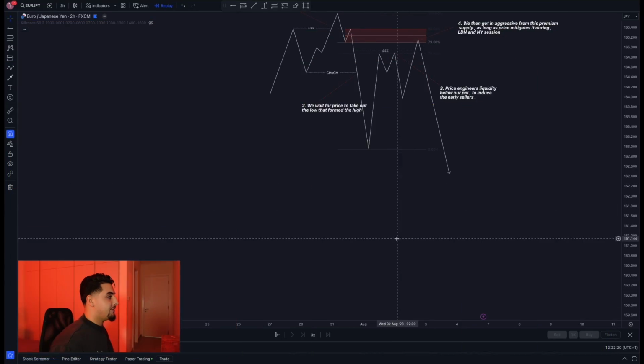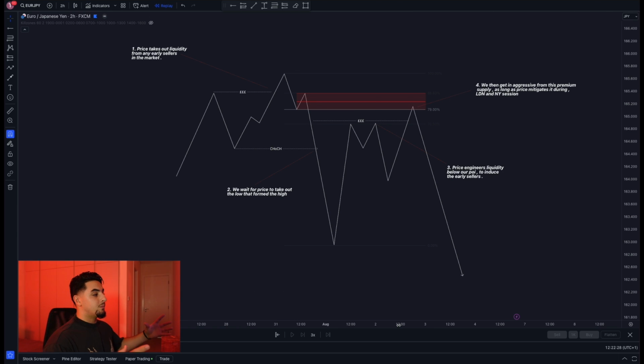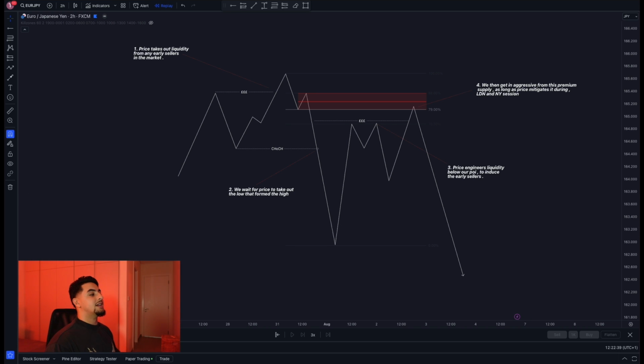So I have it all drawn out over here for you guys. This is exactly the entry model that I wait for price to form when going in aggressive on the higher time frame. I don't even need lower time frame confirmation to trade this exact entry model. I'm going to show you guys this example, then of course I'm going to show you live examples of trades that I've taken and trades that I'm going to take that have formed this exact entry model. So let's get started over here.